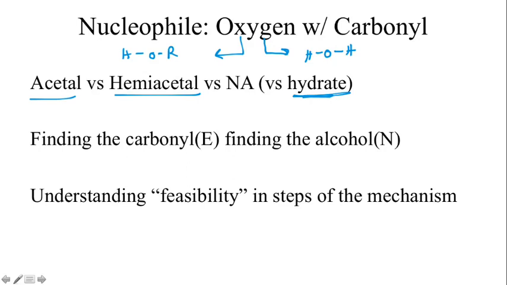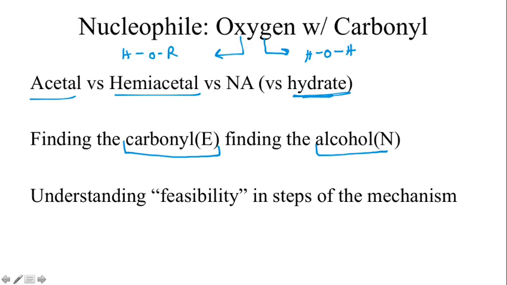Okay. What you're going to be responsible for is identifying the carbonyl. So if you're given an acetal or hemiacetal, can you find the starting carbonyl that made that acetal and the alcohol that was necessary to react with it? Okay, so our alcohol being the nucleophile and our carbonyl being our electrophile. One of the last things that's important to realize is understanding the feasibility of the individual steps of the mechanism. Okay, so is it possible for a reaction to progress forward or not?